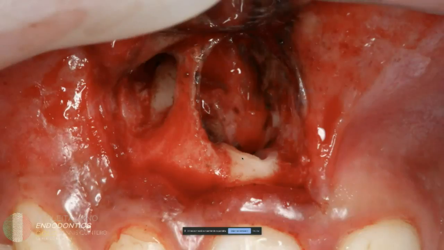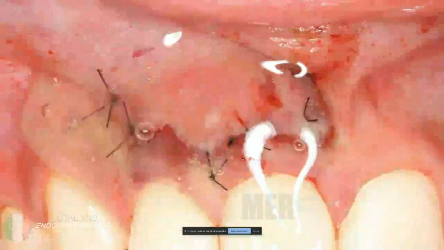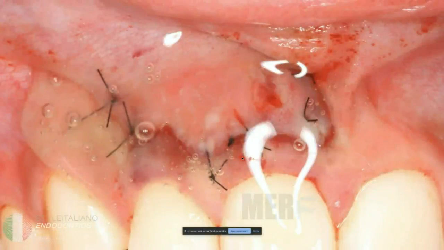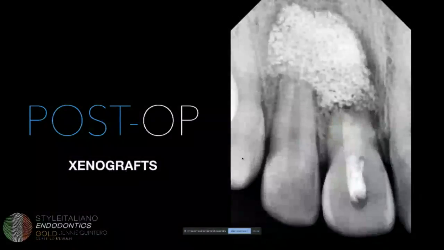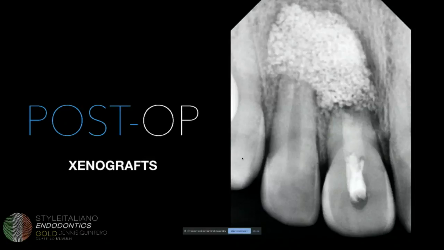So after I eliminate everything, okay, I seal. In that case, I use the Biodentine. I put some xenograft bone, and sutured with 6.0 nylon, okay, and then I use some chlorhexidine, 0.20%, okay, to help the tissue to heal a lot better. And this is the post-op, okay. I finished the surgery, sealing with Biodentine.